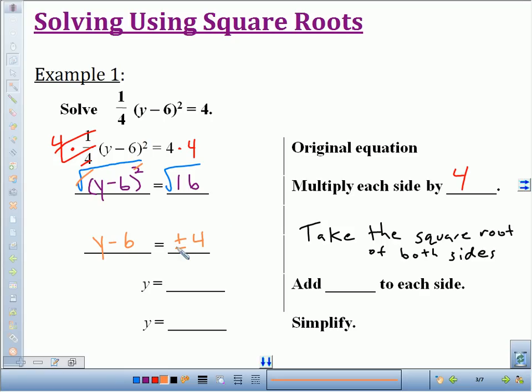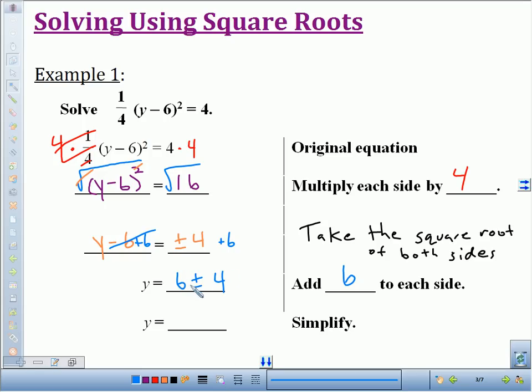Now here's the thing. I can keep going as I normally would, but I have to keep in mind that I actually have two answers here, positive 4 and negative 4. So my next step would be to add 6 to each side, right? Plus 6, plus 6. But when I do that, and they cancel out on one side and give me y, on the other side, I have 6 plus or minus 4.